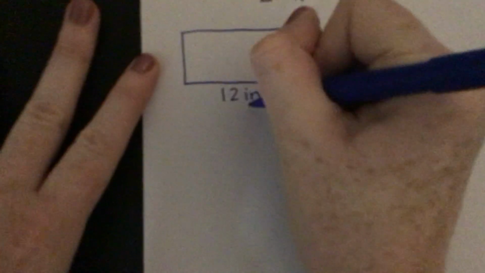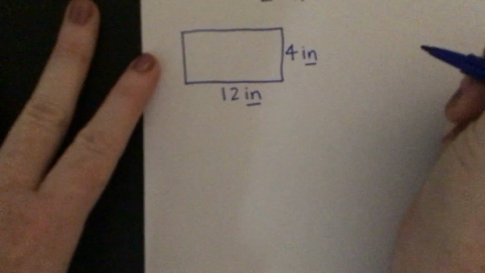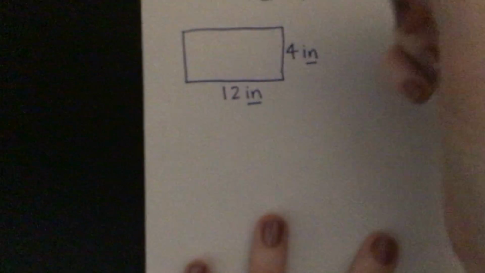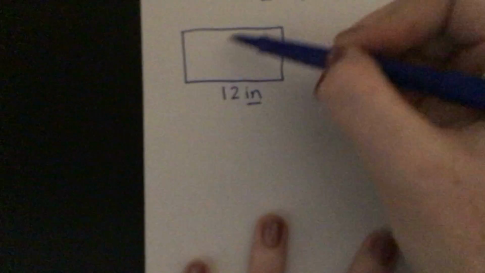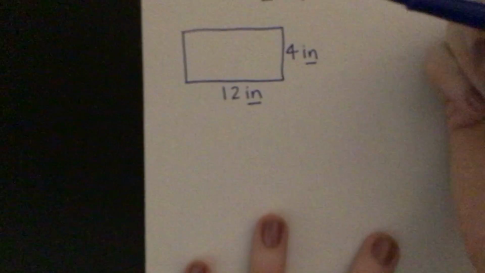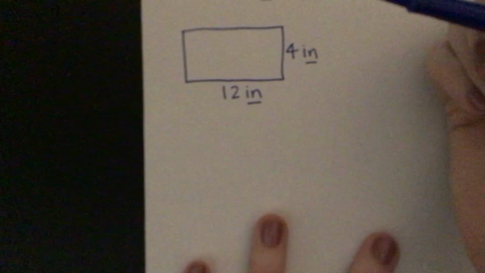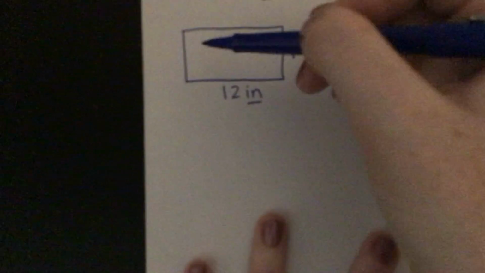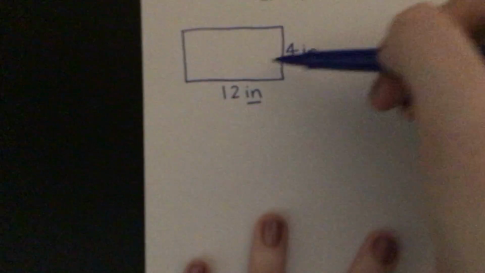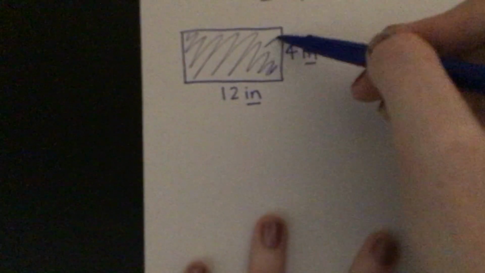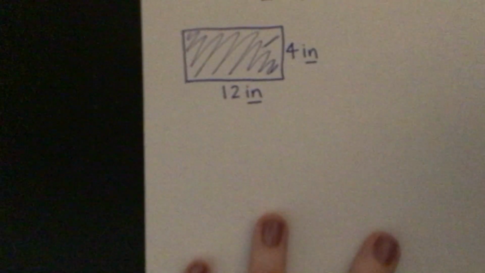So we have the units right here that we know are going to go on the end when we find our area. Remember that area is the space in between, and in our other video I might have said that area was the space around. Area is not the space around. Area is the space in the middle here. So all of this inside of this box is the area.